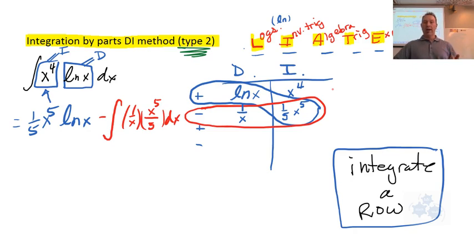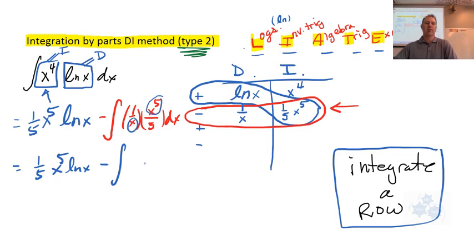Now, why would I choose to do that? Well, you would choose to do this because if you notice that the product of these two can easily be simplified into one single monomial term, that's actually going to be pretty easy to integrate. So 1/5 x to the 5th ln x minus the integral of, what's x to the 5 divided by x? It's just going to be 1/5 x to the 4th. And there you have a single monomial term now, and that's going to be pretty easy to integrate.